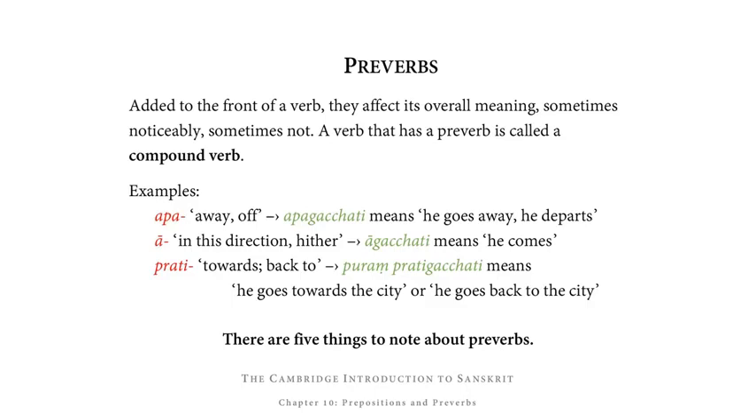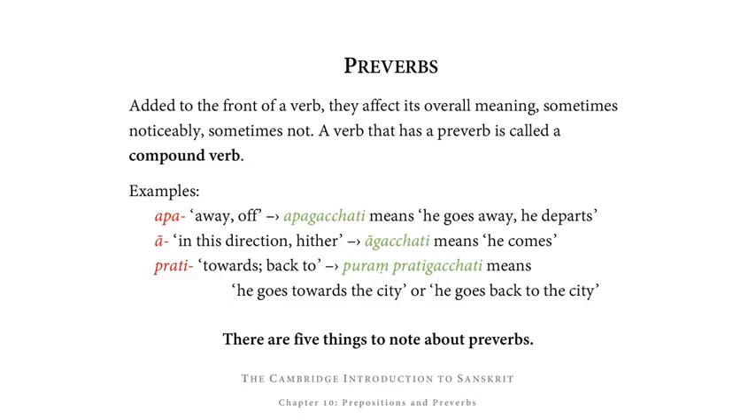To look at a couple of examples of such compound verbs, there is apa, which is a preverb meaning away or off, which gives us forms such as apagacchati, meaning he goes away or he departs. Ā, another preverb meaning in this direction or slightly more archaically hither, gives us forms such as āgacchati, meaning he comes. Gacchati means he goes, āgacchati, he goes in this direction, he goes hither, i.e. he comes.